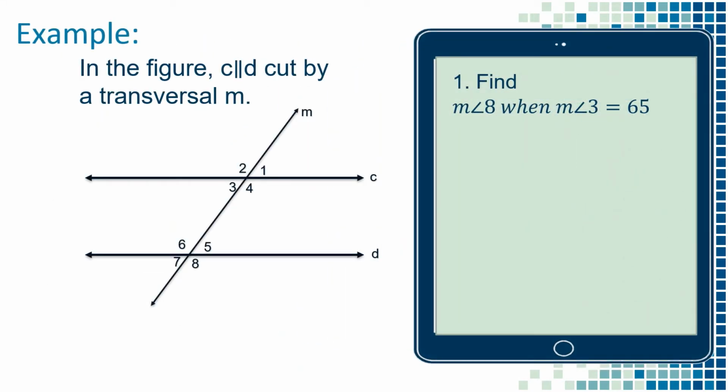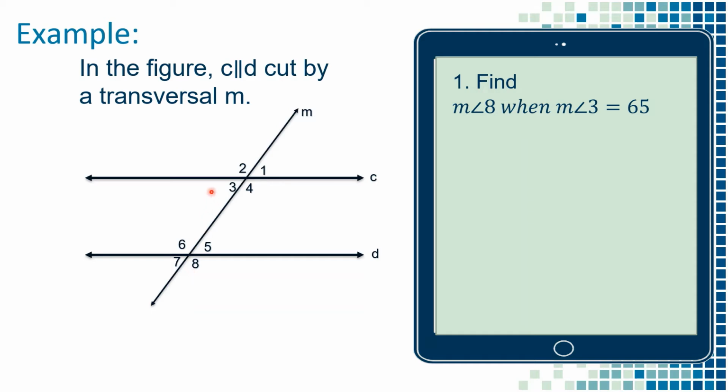Now that you know the different pairs of angles formed by parallel lines cut by a transversal and its properties, let us apply them. For example, in the figure, line C is parallel to line D and M is the transversal. So we are going to solve for the measure of angle 8 when the measure of angle 3 is equal to 65. Since wala tayong direct property regarding angle 3 and angle 8, tingnan natin yung other angles related to angle 3 and angle 8.